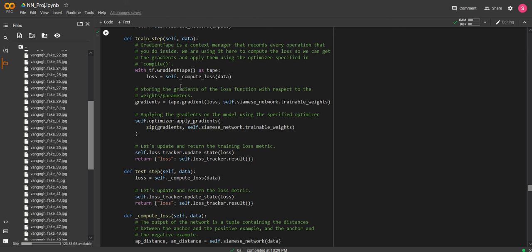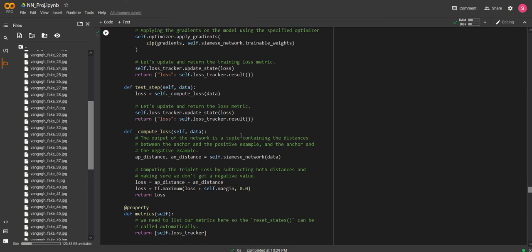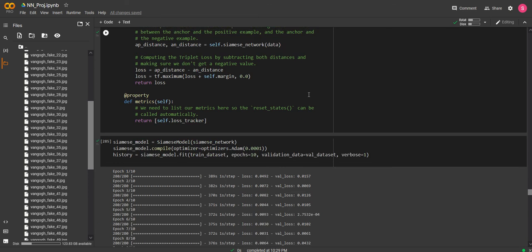Finally, we have the Siamese model, which is instantiated with the Siamese network, as you can see below. This is the particular train step and test step functions, as well as the loss function that we mentioned earlier. As you can see, it tries to minimize the distance between anchor and positive, while it tries to maximize the distance between the anchor and the negative.